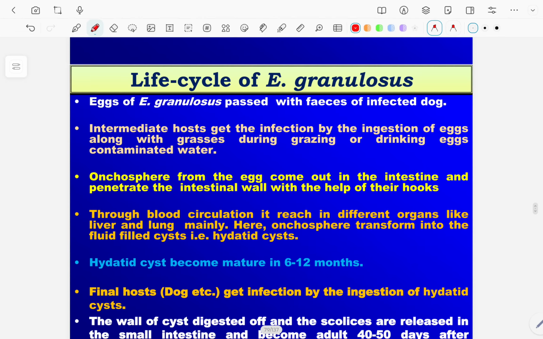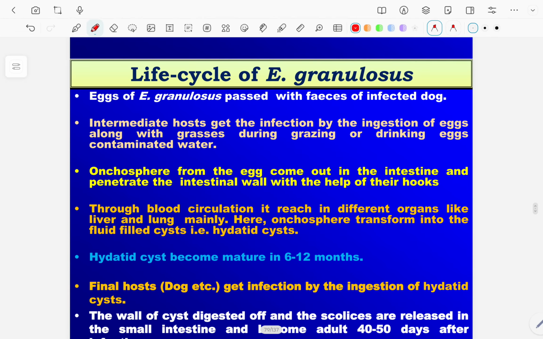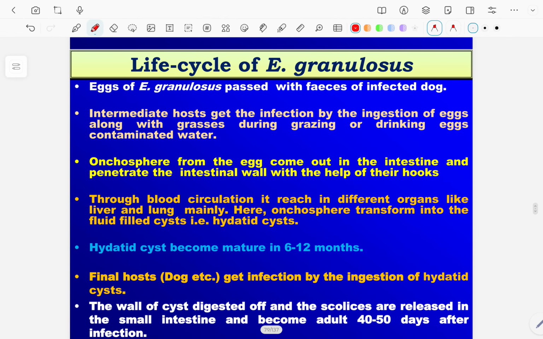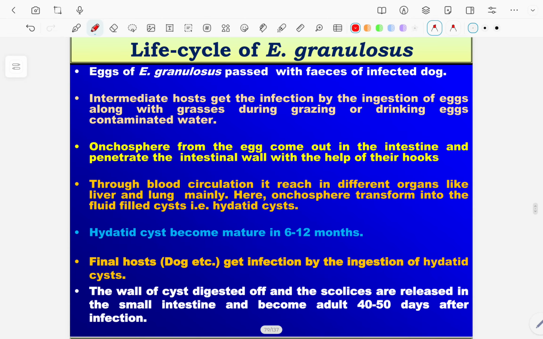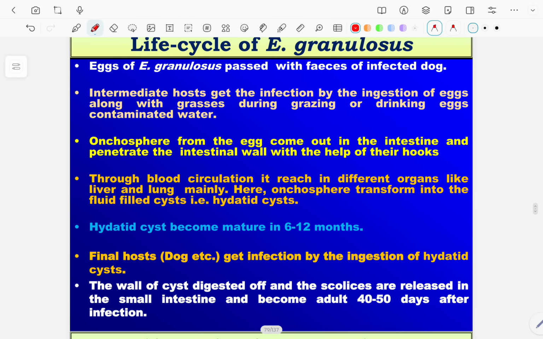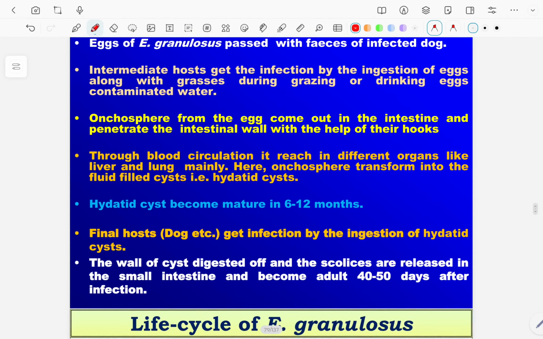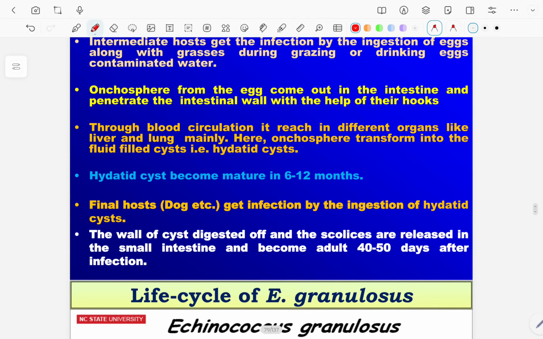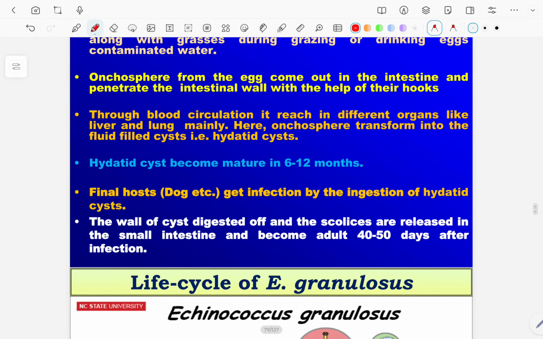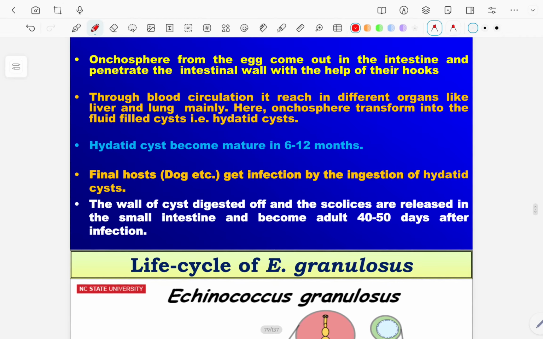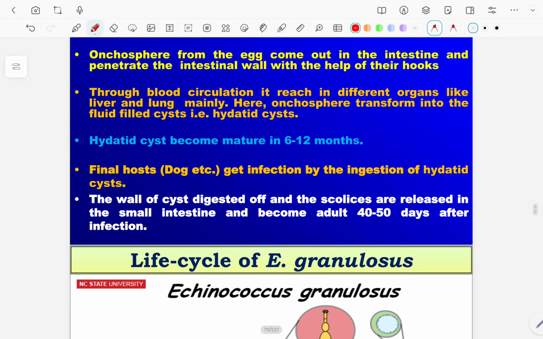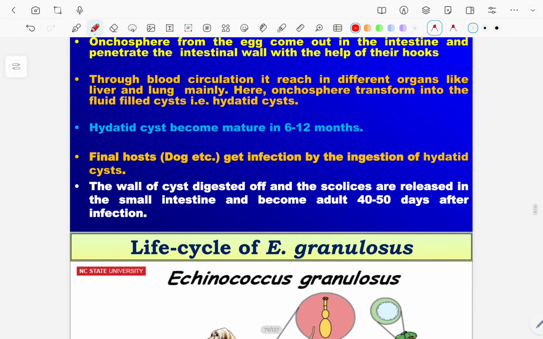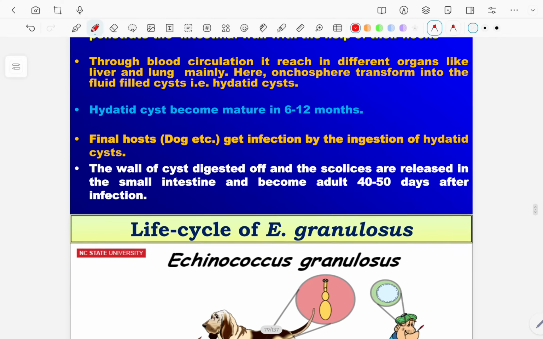Life cycle of E. granulosus. Eggs of E. granulosus are passed with the feces of the infected dog. The intermediate host gets the infection by the ingestion of eggs along with grass during grazing or drinking egg contaminated water. The oncosphere comes out of the egg in the intestine and penetrates the intestinal wall with the help of its hooks. Through blood circulation it reaches different organs, mainly liver and lung. There the oncosphere transforms into the fluid-filled cyst, i.e. the hydatid cyst.